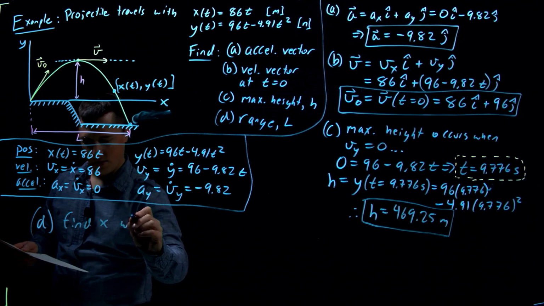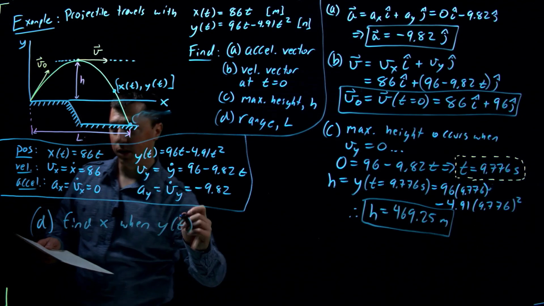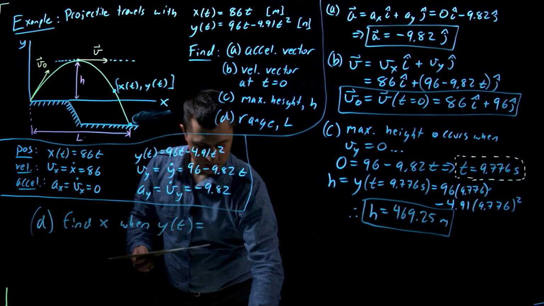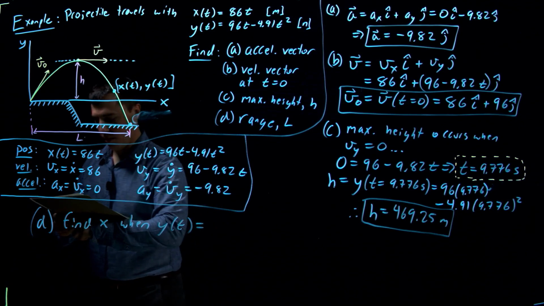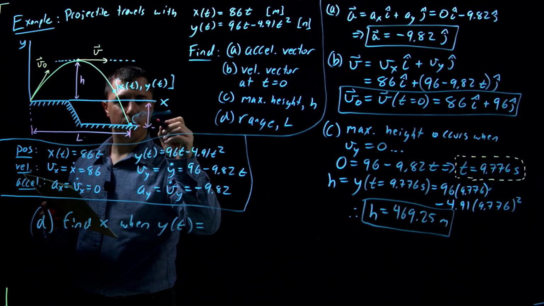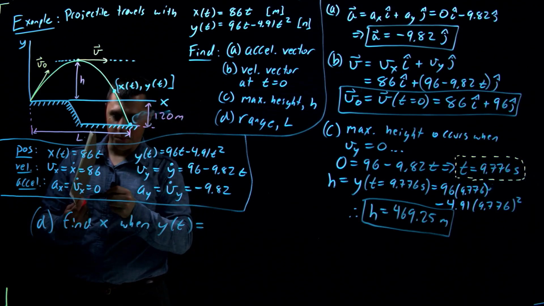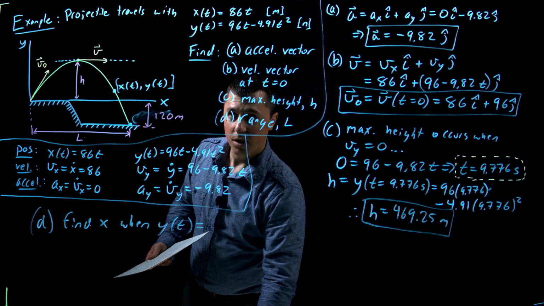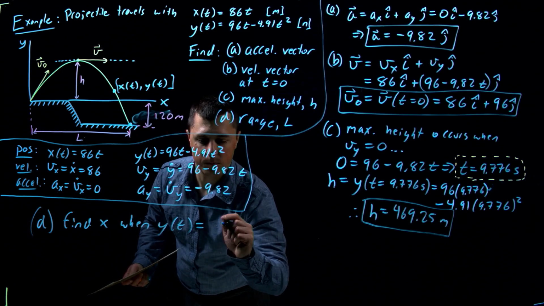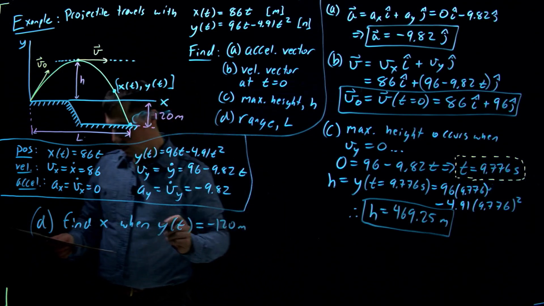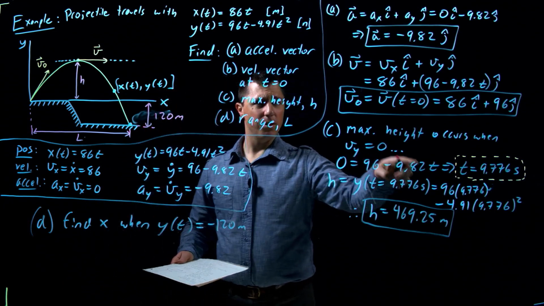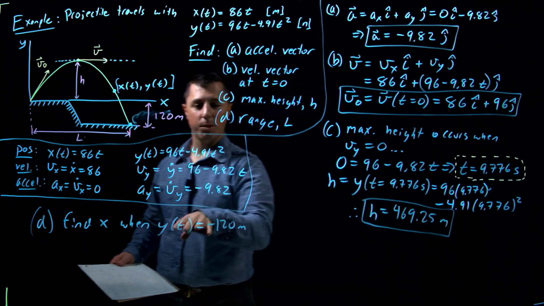Find x when y of t equals, now, I didn't have the entire problem drawn out here. That is given to us. I'm not making this up. That needs to be imposed. That's part of the problem statement. When y is negative 120 meters. Again, we will do kind of what we did over here, where here we imposed 0 velocity, but here we're going to impose y of t.